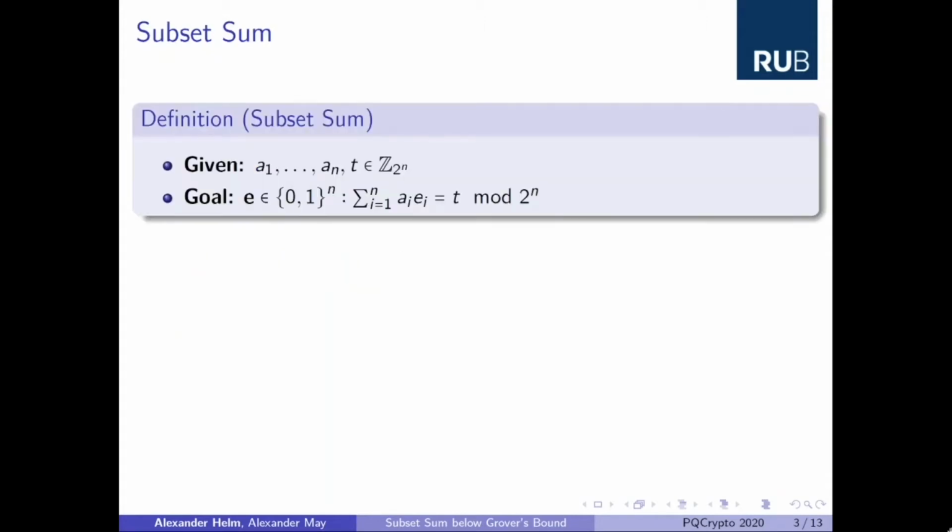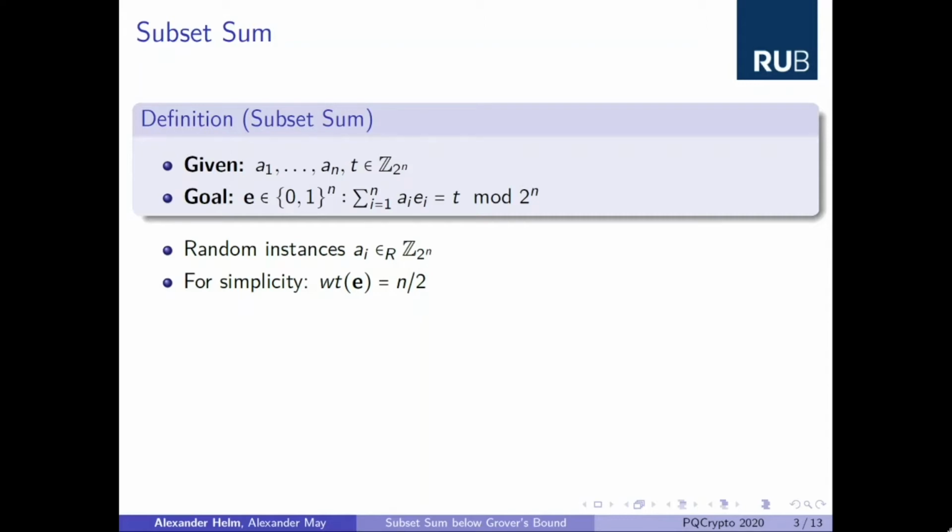Let us start with the definition of the subset sum problem. For subset sum, we are given n numbers, a1 to an, defined modulo 2^n, and a target t, also a number defined modulo 2^n. We are asked to find a subset of the a_i that sums up to the target t in Z_{2^n}. The subset here is represented as a bit string e. We will only consider random instances where the a_i are chosen uniformly at random. And for simplicity, we assume that the size of the subset is equal to n/2, which means the bit string e has Hamming weight n/2.